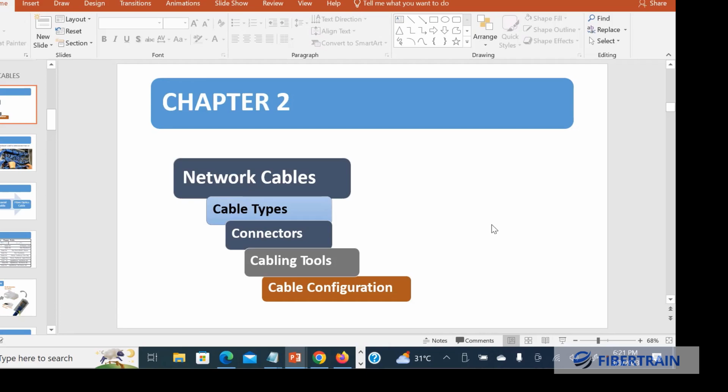More like chapter 2 of this, and today we'll be focusing on network cabling. We want to define what network cables are, and we'll look at cable types, we'll look at connectors, cabling tools, and then we'll look at cable configuration.